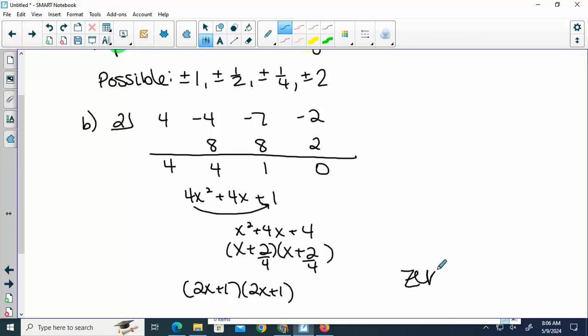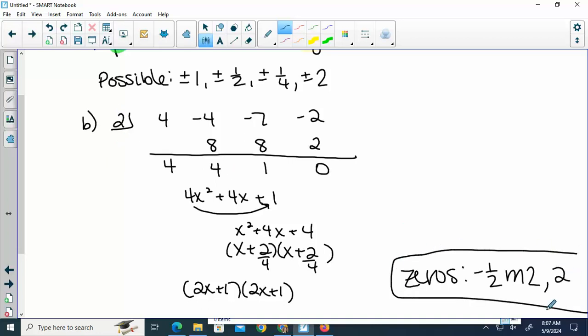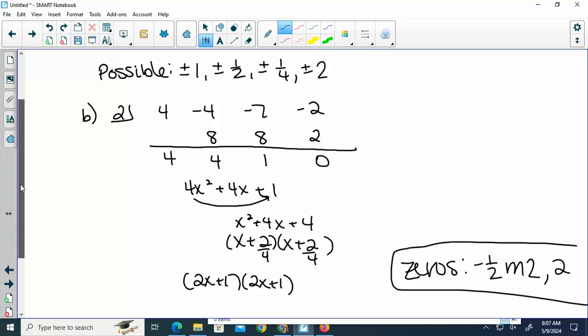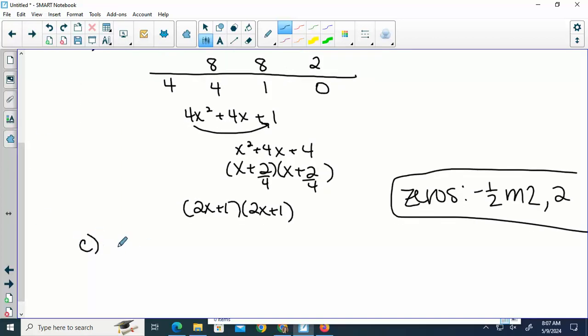So my zeros, if I set those equal to 0, we get negative 1/2 twice, so we can say negative 1/2 multiplicity of 2. But it was originally degree 3 because we had a cube. So that means there should be 3 zeros. How do we get the last one? Yeah, the one that we did our synthetic with. Were all of these numbers on our list of possible zeros? Yeah.